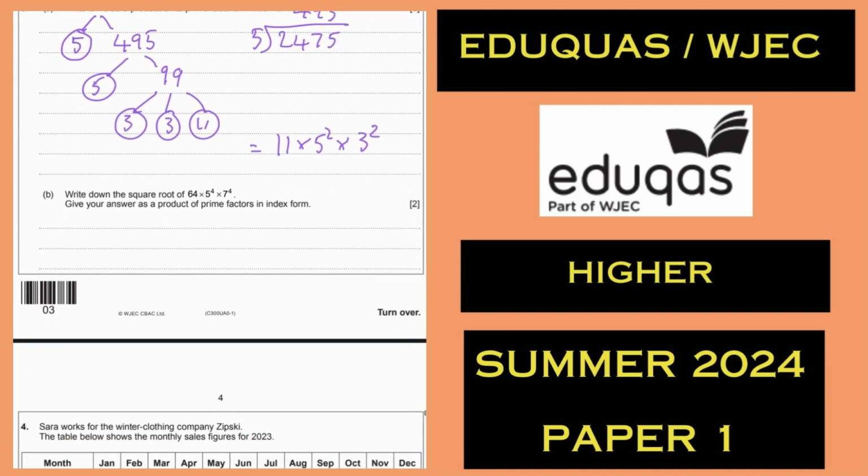Part B, to square root a number that's way beyond your mental arithmetic, you just square root each component. So the square root of 64 is 8, but because we're told to use index form, we rewrite 8 as 2 cubed. When you square root a number, you can just halve the power. Why is that? Because square rooting and power of a half mean the same thing. And when you're square rooting, you're basically taking the power of 4 and multiplying it by a half. So we get 5 squared. And the same for the 7 to get 7 squared.